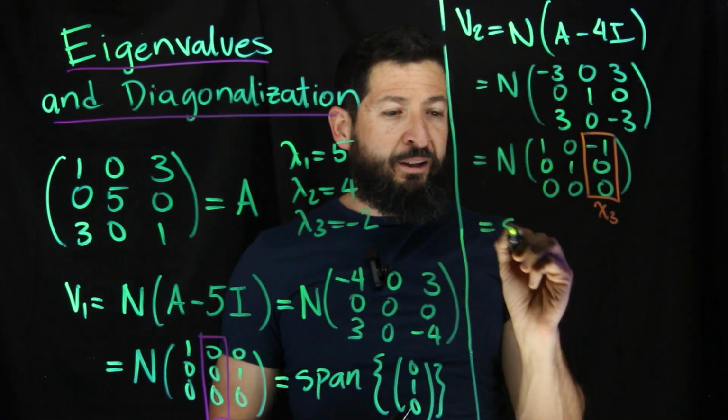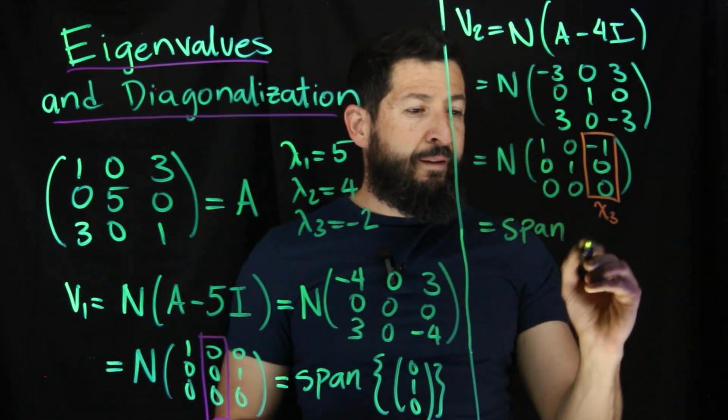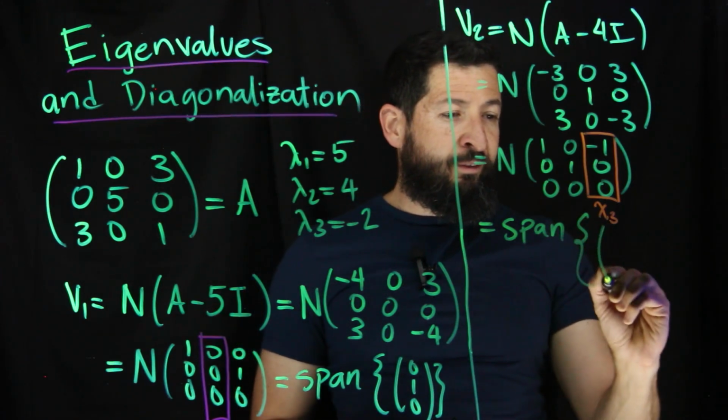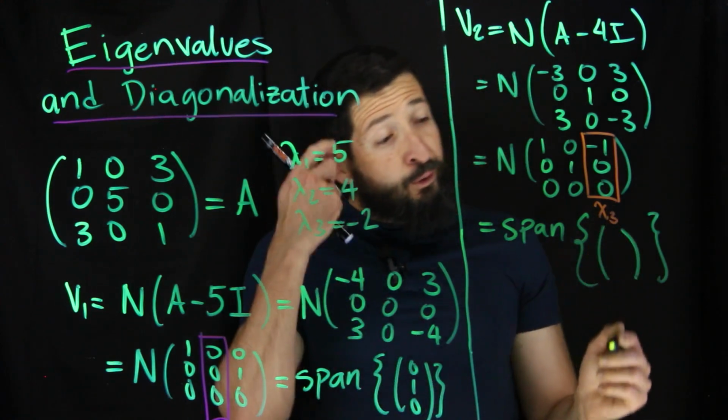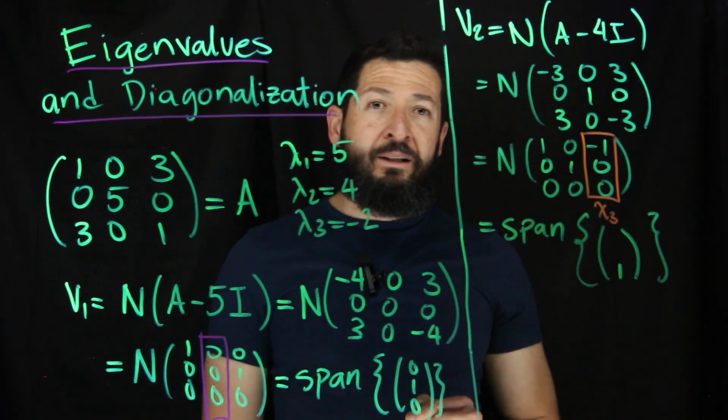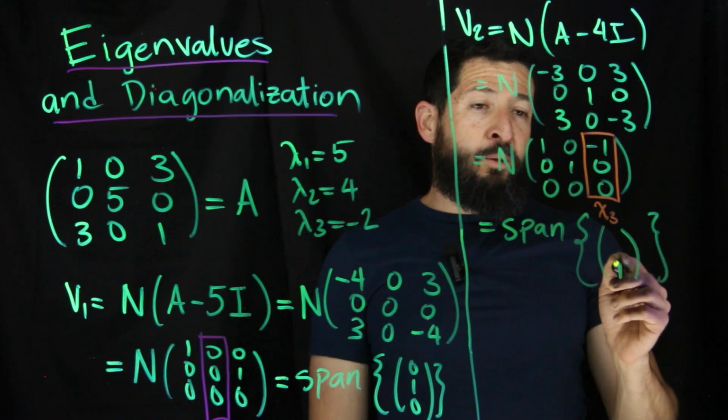Let me write it down here because I don't think I'm going to have enough room. So the span of just a single vector, because there's just one single free variable. The fact that that free variable appears at x3 is going to give me a 1 in the very bottom entry. And then what are my other two entries?